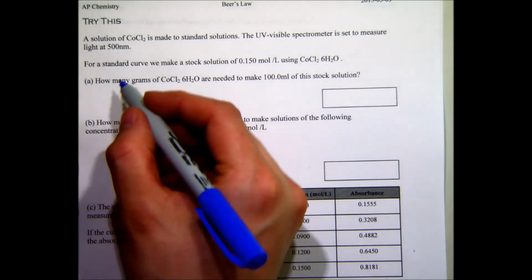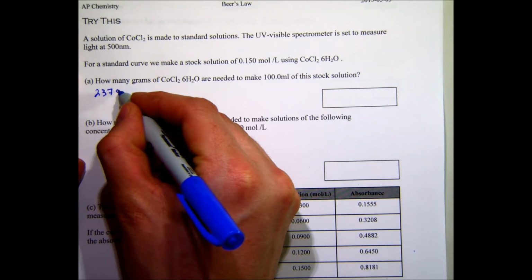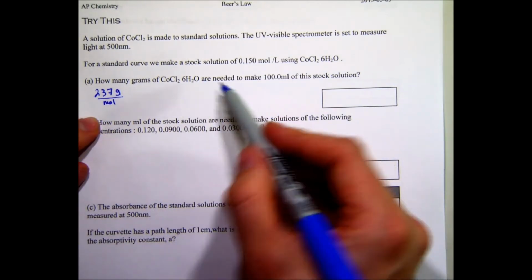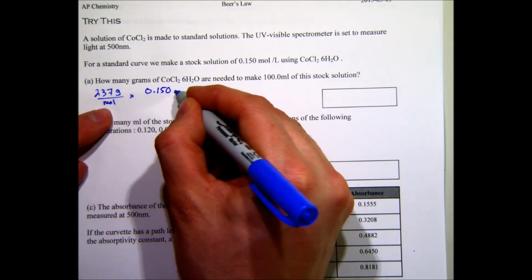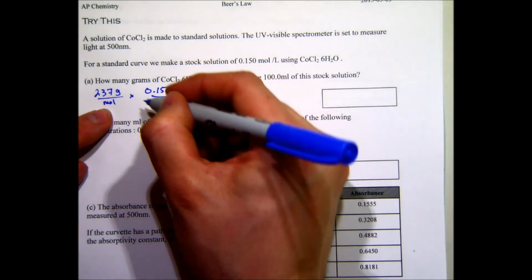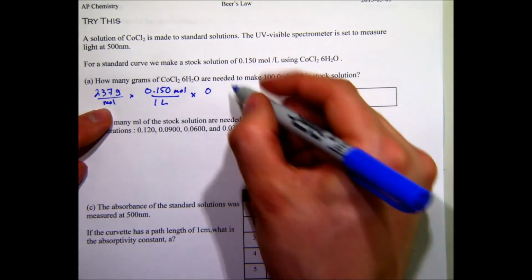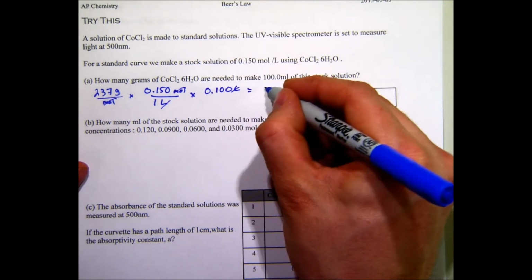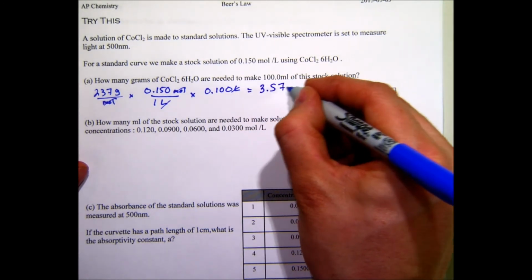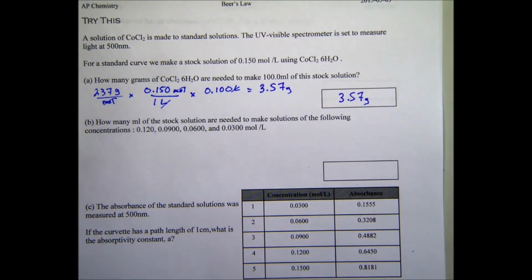So I'm just going to start and write 237 grams per mole, the formula weight of cobalt chloride hexahydrate. I want 0.150 moles per 1 liter, and then I want 100 milliliters of it. So my liters cancel, my moles cancel, and it's going to give me grams, and I find out that that is 3.57 grams.